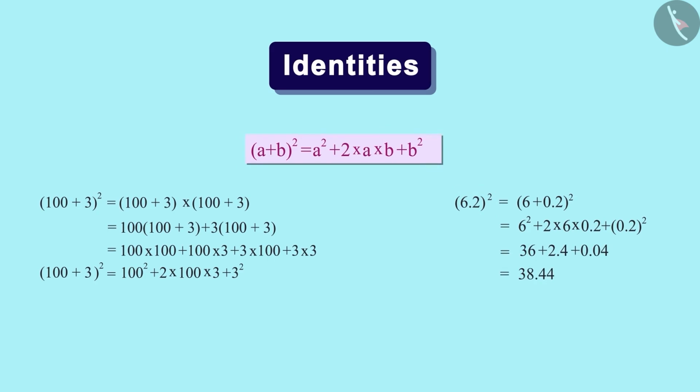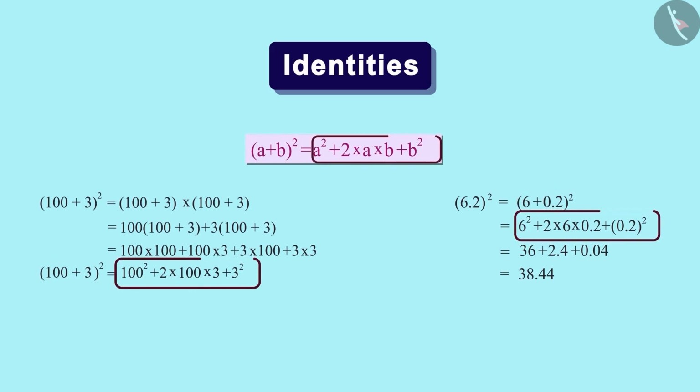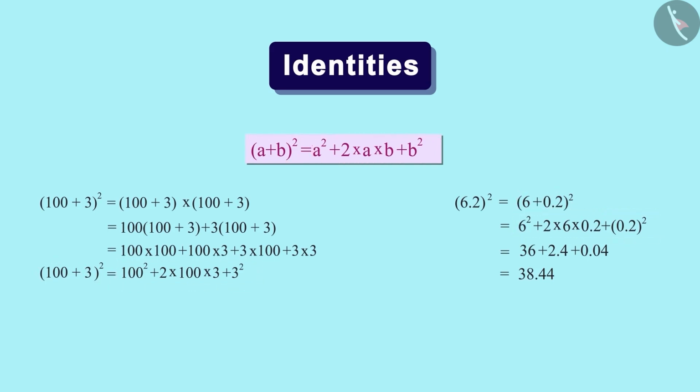So, this equation is very useful for us. This means that whenever we have two numbers a and b, then the square of their sum will be equal to the sum of a square, 2 times a times b, and b square.